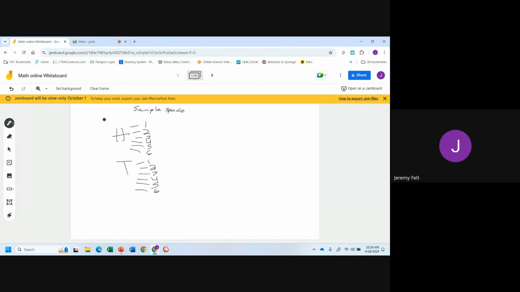We could also write it as heads 1, heads 2, heads 3, heads 4, 5, 6, and tails 1, 2, 3, 4, 5, 6. I prefer this method just because visually it makes more sense to me, and I can see, okay, heads or 1, heads or a 2, heads or a 3, and so on. This way, I know I got all of the possible events accounted for. But that is just sample space.